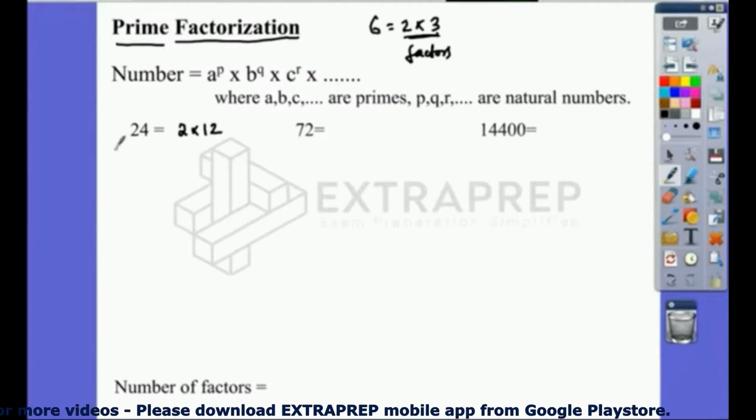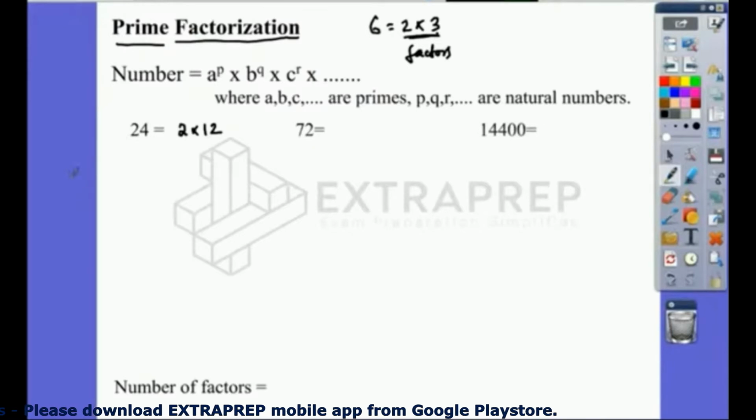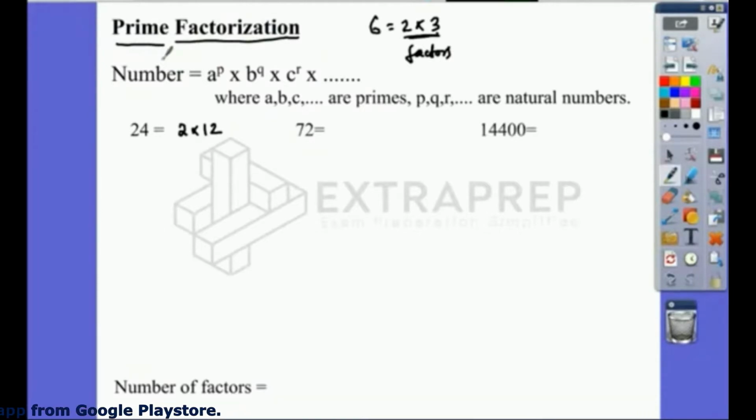Now, prime factorization indicates that you'll have to break down the number until each and every part is a prime. So you'll have to keep on factorizing it until each and every part is a prime. So prime factorization is the process of breaking a number into smaller parts until each and every part is a prime number. It's just like a postmortem of a body. You break it up into smaller pieces, okay?